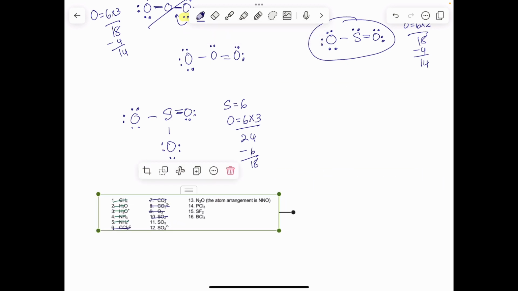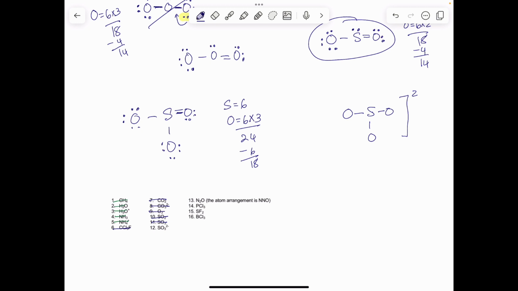SO3 with a -2 looks very similar, the skeleton looks similar. All right, SO3 with a -2. The only thing is there are an extra 2 electrons. So sulfur is 6, oxygen is 6 times 3 for 24. But I'll add 2 electrons for that -2 charge. -2 means an extra 2 electrons.